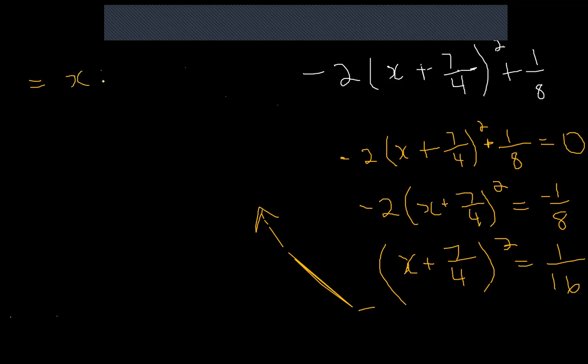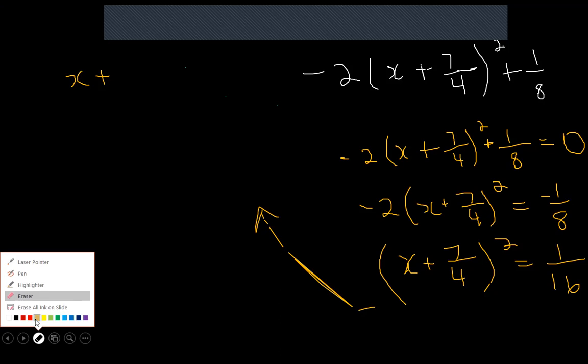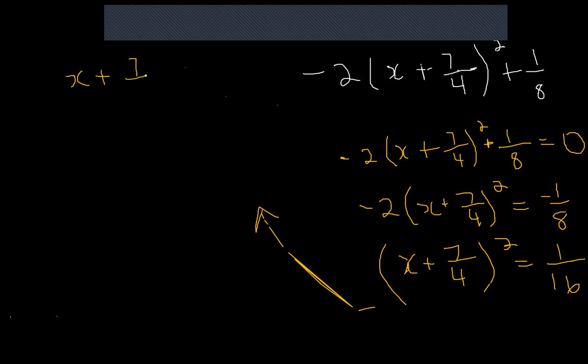If you don't understand that, let me know, right? This is just transposing. Nothing new. 7 on 4. So give me the square root of 116. Square root of 116. 7 on 4 is a quarter.